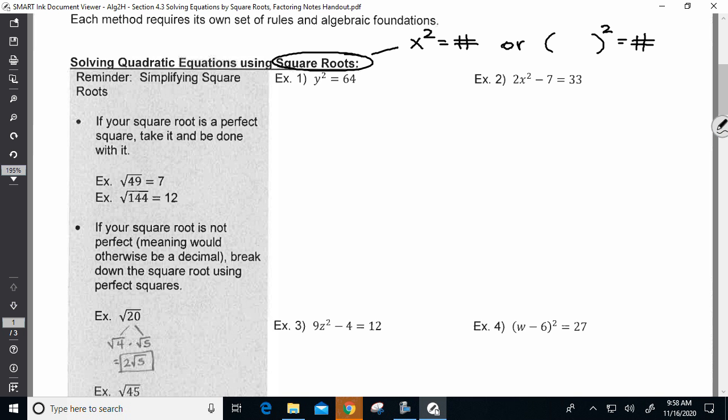So the first 2 problems are fairly garden variety generic problems. y squared equals 64. So again, fairly generic. There's nothing in front of y squared and there's nothing behind it. So you can go right ahead and take the square root. A square and a square root are opposites. They drop out. The square root of 64 is 8.